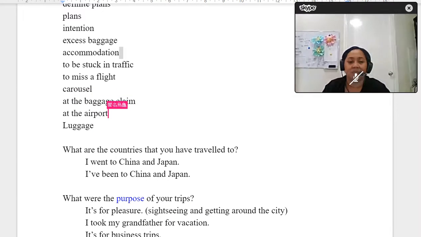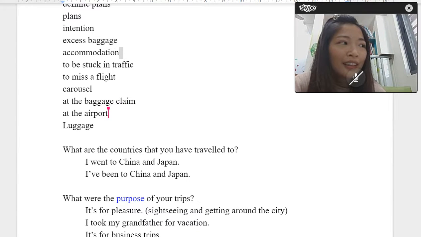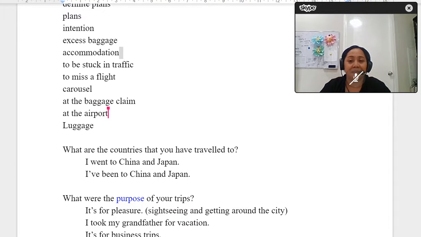So what else? Intention. Please say it again. Intention. Do you know what purpose is? Yes, I know. So intention is also a noun, which means the purpose. What's your intention in visiting the country? So again, intention is the same as purpose.